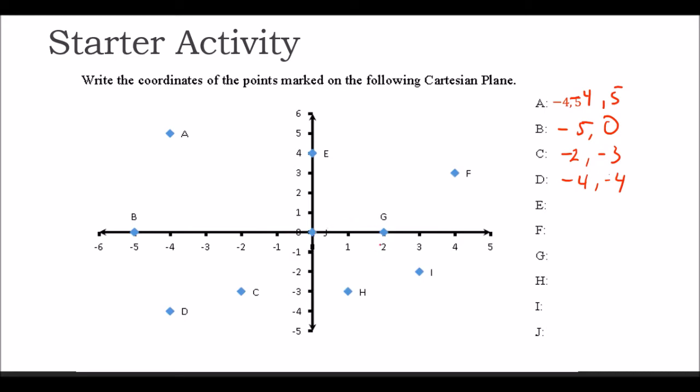Let's go through E. Okay, E is 0 on the x-axis because it's lining up right there, and then 4 on the y. Okay, so 0, 4. That's what we call a y-intercept. All right, and we'll do one more. We'll do I. Okay, I is 3 and then -2. Okay, so 3, -2. Okay, and the answers are all there, I believe. So I'll just get rid of all this. But yeah, hopefully that's made sense so far.